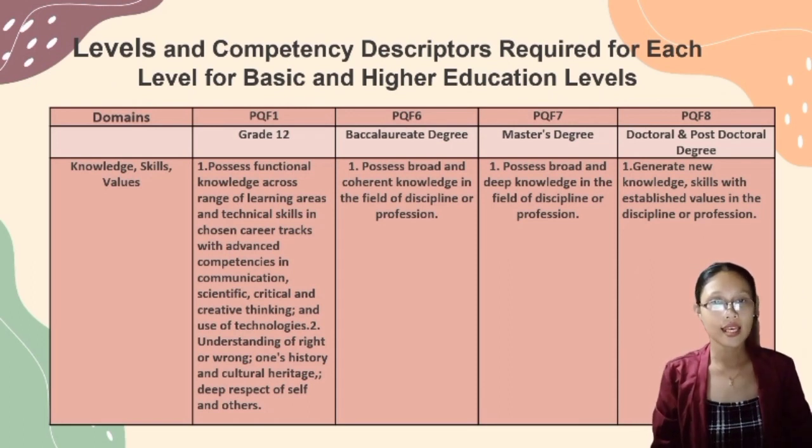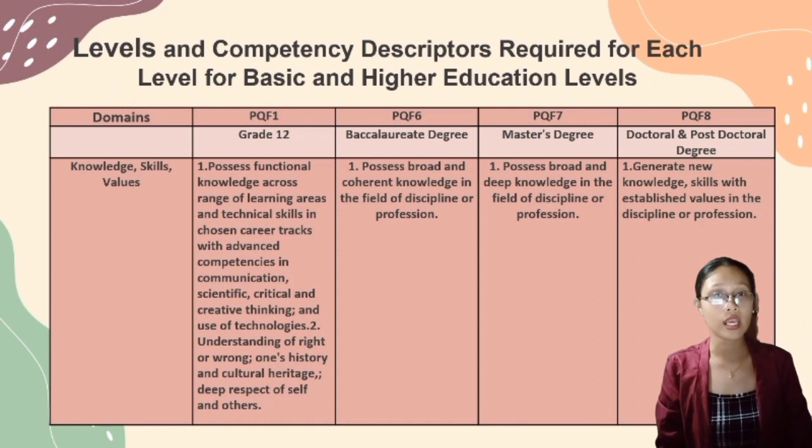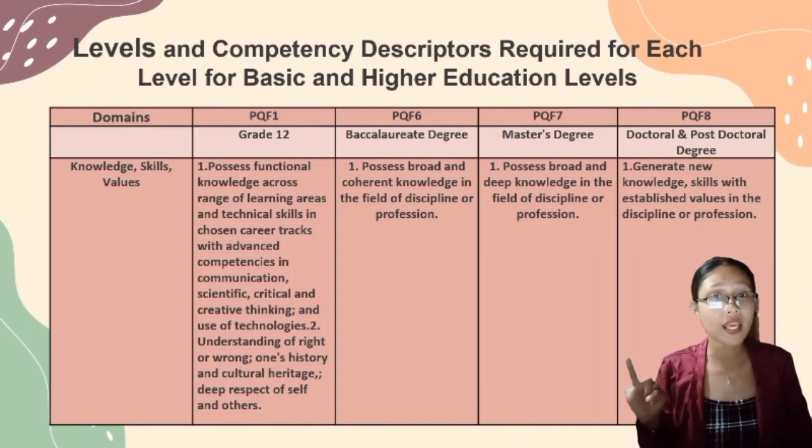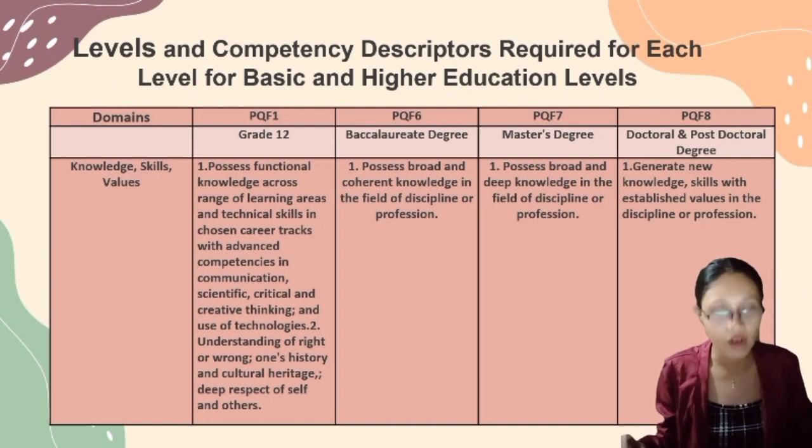So, in this slide, we can see a table. This table contains the levels and competency descriptors required for each level for basic and higher education. So, as I said earlier, we have 3 domains. First, knowledge, skills, and values. Second, application. Third, degree of independence and responsibility. So, first we will talk about the knowledge, skills, and values.